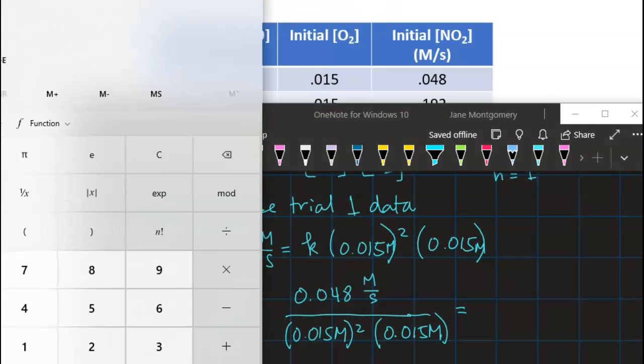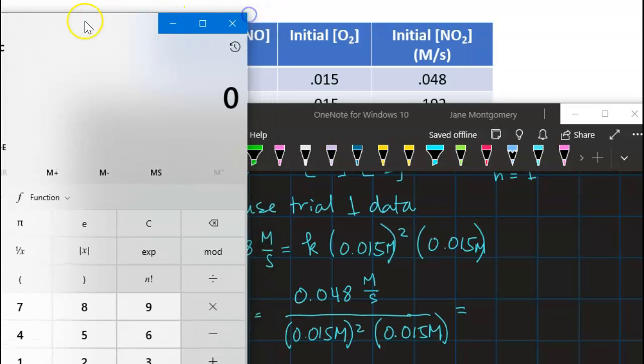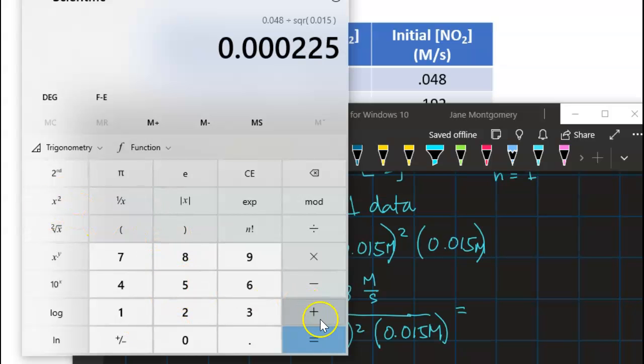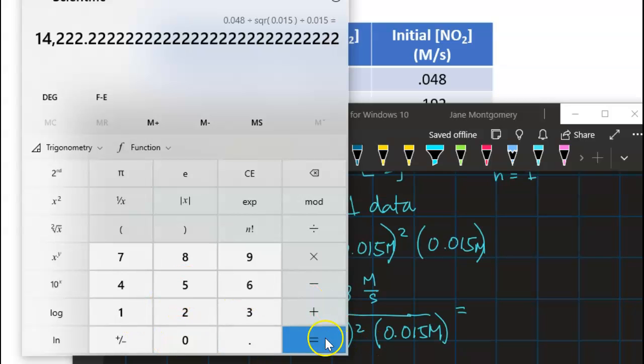Let me try to make my calculator smaller so it fits on the screen. There we go. 0.048, we're going to divide by 0.015 squared, and divide again by 0.015. Let's just check that I put it in right: divide 0.048 by 0.015 squared, and by 0.015 again. I could have just done 0.015 cubed, but this is the way I did it. Either way works. So this is pretty large. We have 14,222.